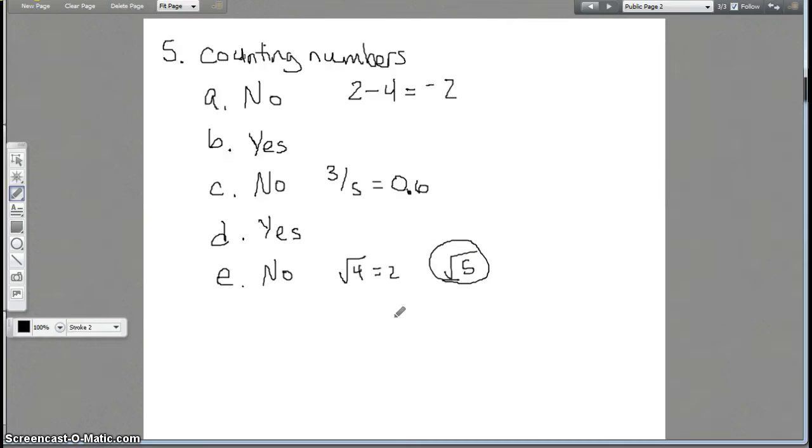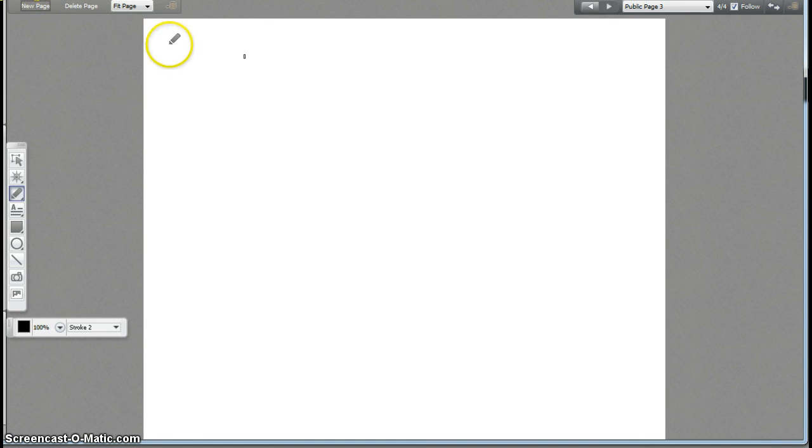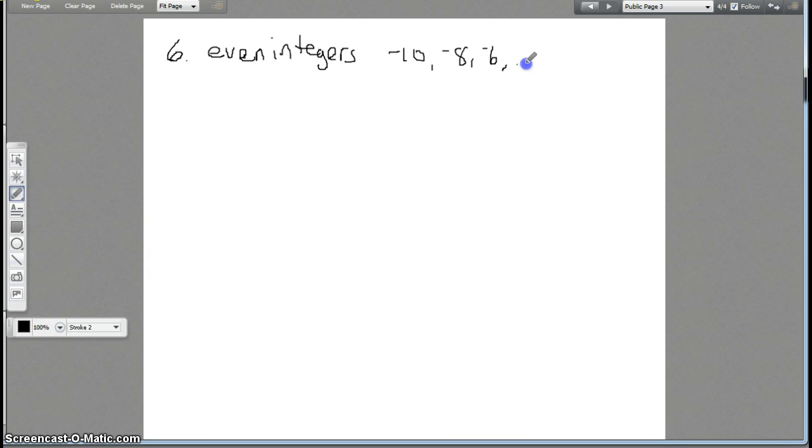So number 5 is very similar to number 12. And in fact, it's also similar to these next couple of questions. Number 6 asks about the set of even integers. So for number 6, we're going to be looking at even integers. So this means -10, -8, -6, 0, 2, 4, 6, going all the way in both directions. Only the even numbers though. And 0 is an even number.